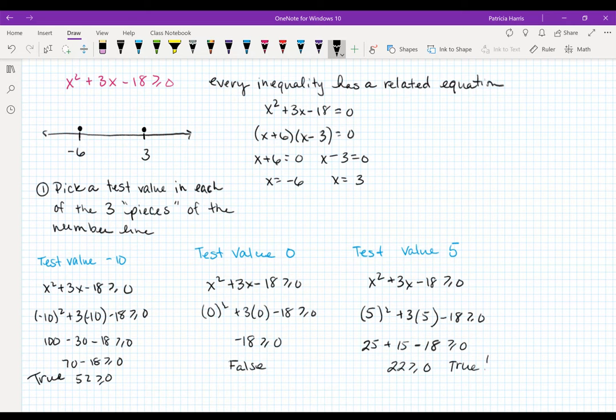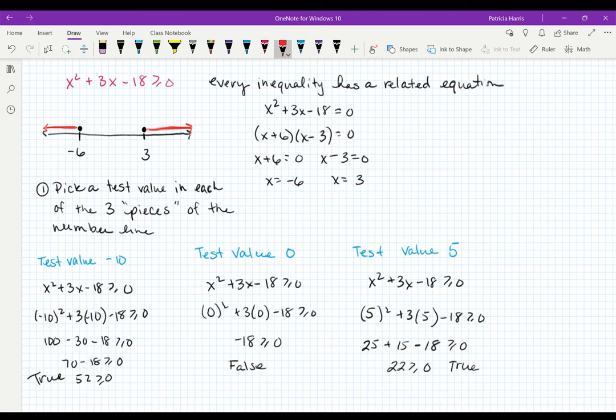So our answer is going to live where we had truth. Let's go back up to our number line. -10, which was to the left of -6, yielded a true statement. So my solution is going to live here. Between -6 and +3 yielded a false statement, so I'm not going to have solutions in that region. Don't shade. And finally, 5, which is to the right of 3, yielded a true statement. So there is my solution. That is a picture of your solution.